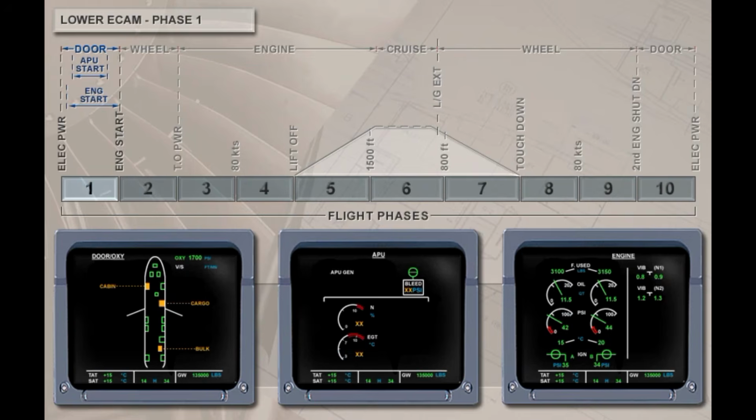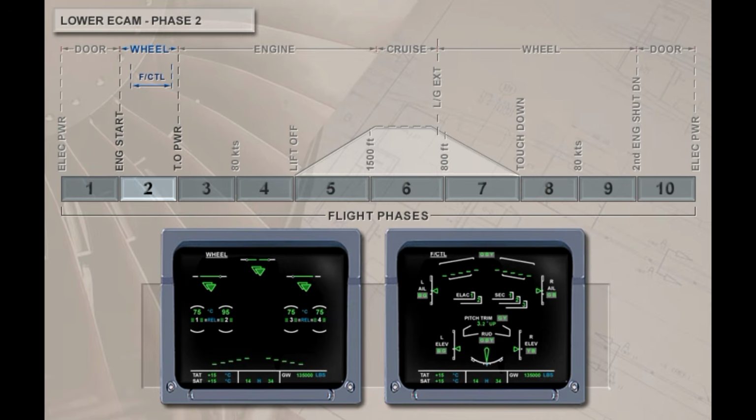The lower ECAM normally displays various systems pages depending on the current phase of flight. The flight warning computers determine the current phase of flight from acquired aircraft signals and instruct the DMCs which systems page to display. The door page is displayed in Phase 1, but will be temporarily replaced by the APU page during APU start or the engine page during engine start.